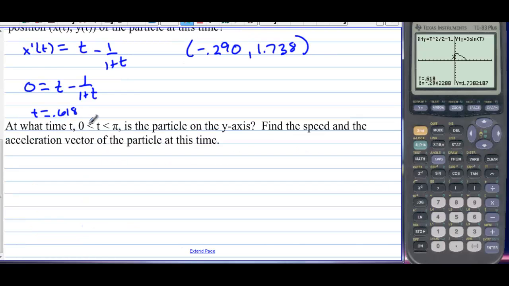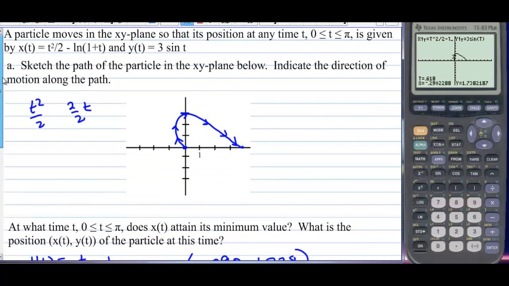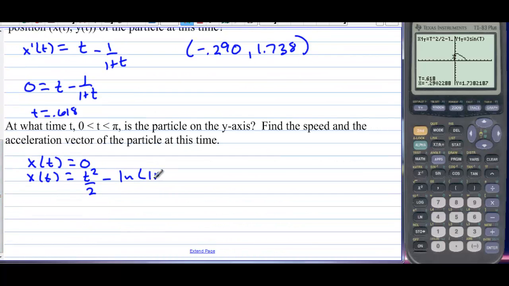At what time t from 0 to pi is the particle on the y-axis? We know that a particle is on the y-axis when the x-coordinate is equal to 0. So we have x of t is equal to t squared over 2 minus the natural log of 1 plus t. We want to know where this is equal to 0.